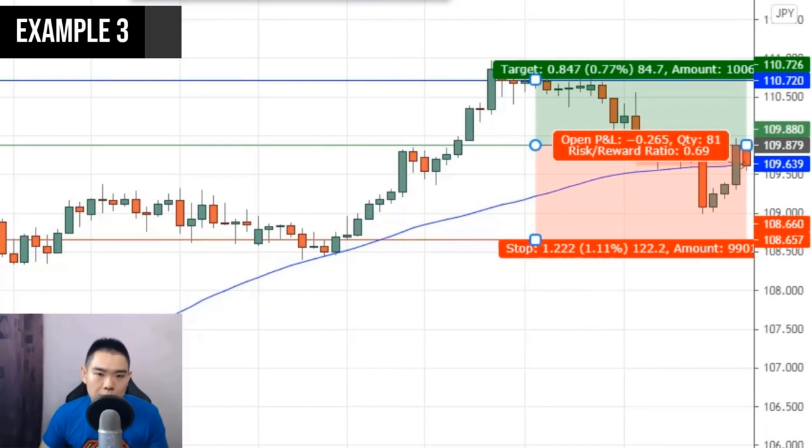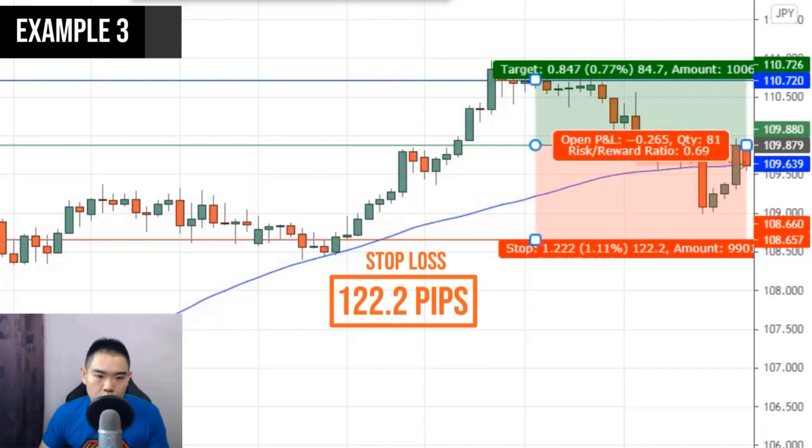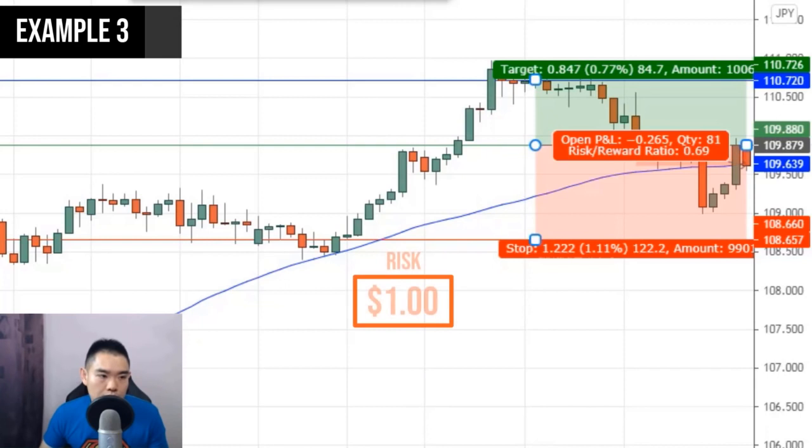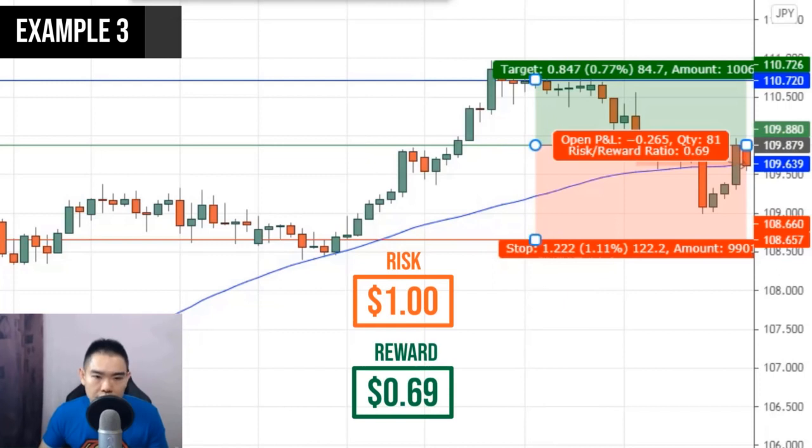What it's telling you, how you actually make use of this tool, is that you can see you are risking 122.2 pips, which is your stop loss. And this over here, 84.7, is your target profit, what you have targeted, which is about 84 pips. So in other words, from a risk to reward standpoint, you are risking $1 to potentially make back 69 cents as shown over here. How do I know 69? You can see over here, risk to reward ratio 0.69. You're risking $1 to make 69 cents.